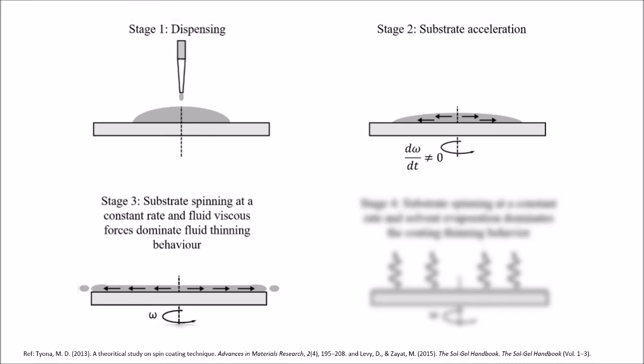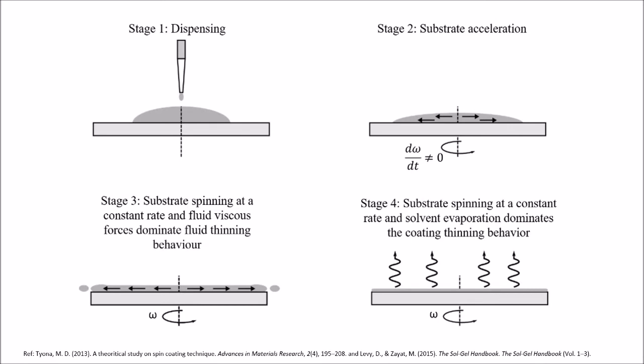In the third stage, the substrate is spinning at a constant rate and fluid viscous forces dominate the fluid thinning behavior. Edge effects are often seen because the fluid flows uniformly outwards and it forms droplets at the edge that are flung off the substrate.